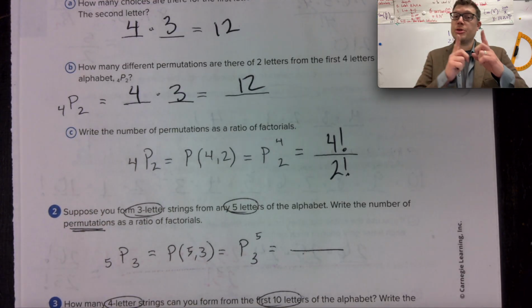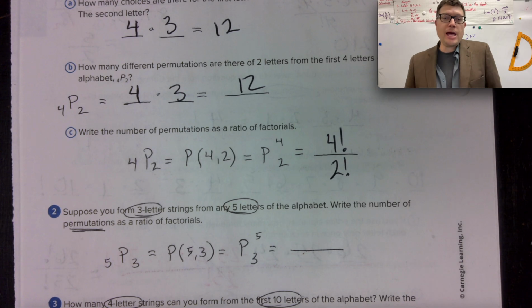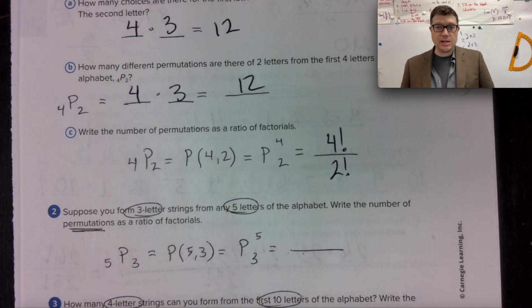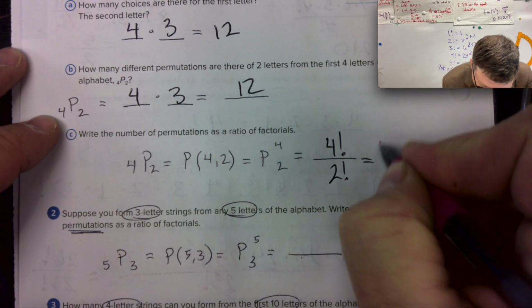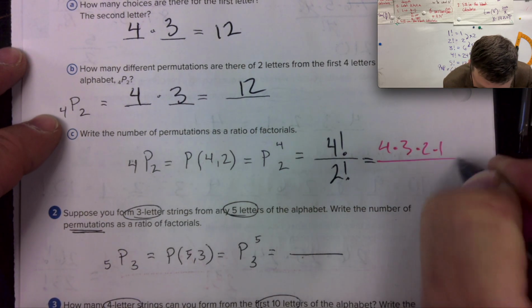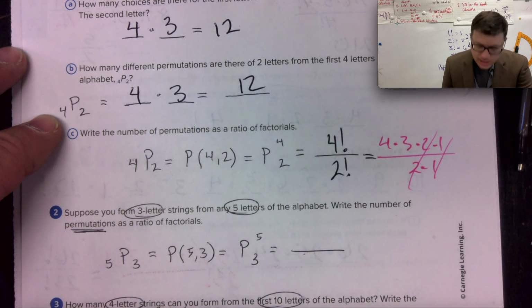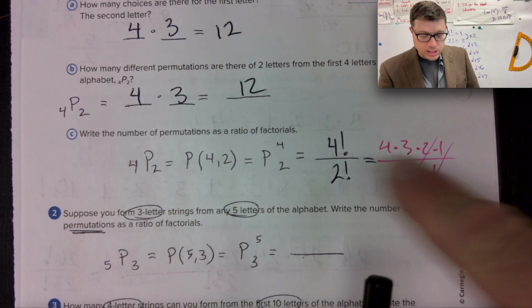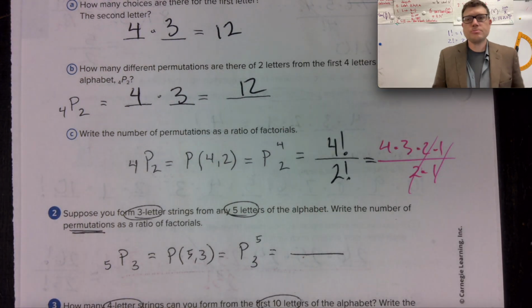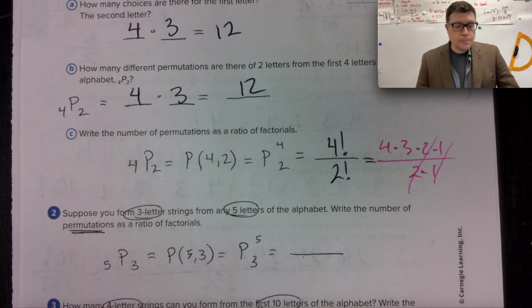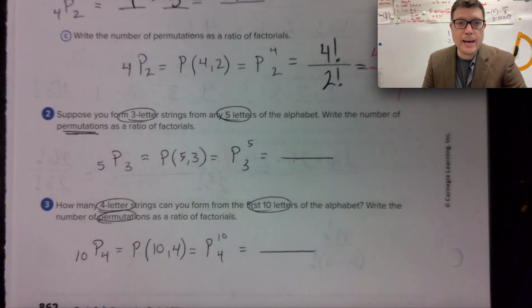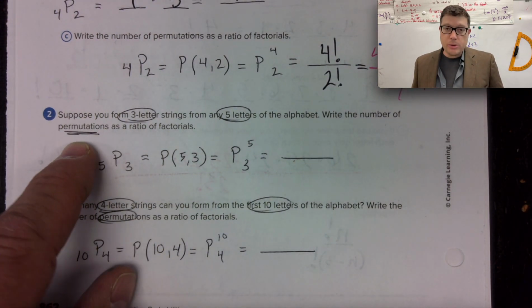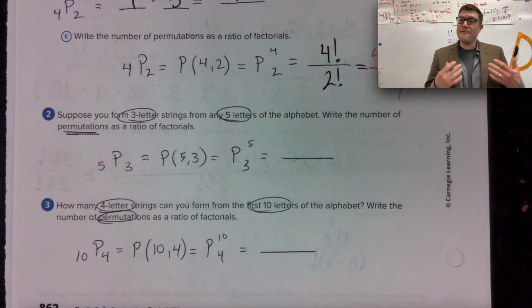Suppose you form 3-letter strings from any of the 5 letters in the alphabet. Oh, I should add this up here, by the way. This would be 4 times 3 times 2 times 1 over 2 times 1. The 1's cancel, the 2's cancel. It is indeed 4 times 3, which makes 12. Okay, back on track. Suppose you form 3-letter strings from any 5 letters of the alphabet. Write the number of permutations as a ratio of factorials.